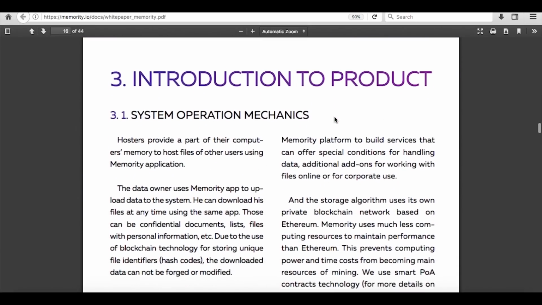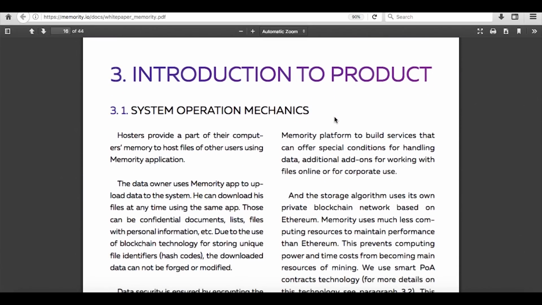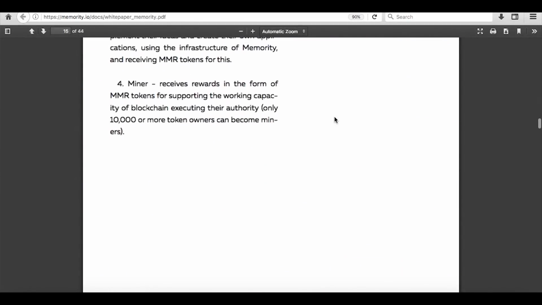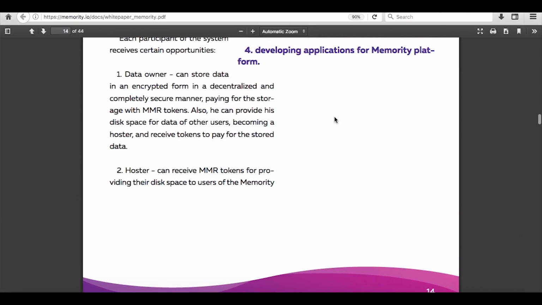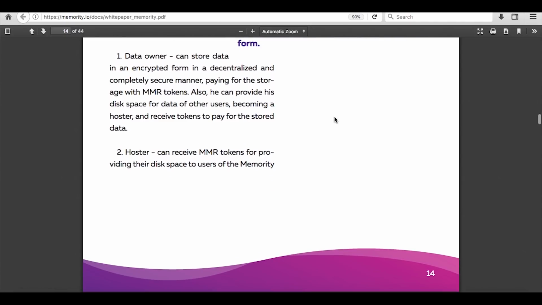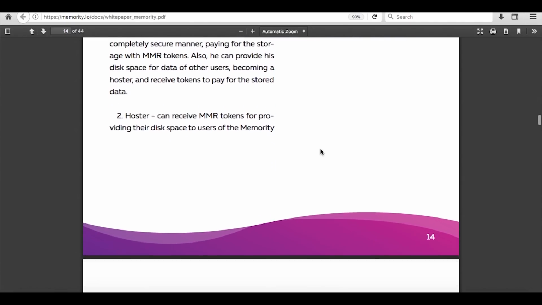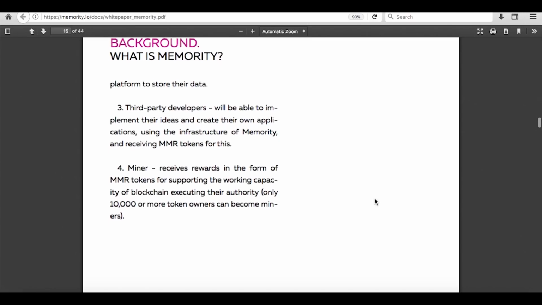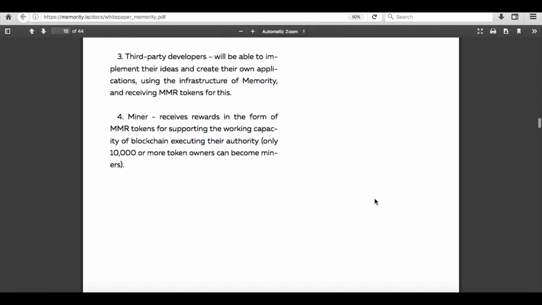Hosters. Hosters earn MMR tokens through providing their disk space for data of users of the Memority platform. Anybody who has enough free disk space can opt for this role, so there will be many users on the platform who are both data owners and hosters. Third-party developers. The infrastructure of Memority will allow for third-party developers to implement their ideas through applications which they can create. Developers will be incentivized with receiving MMR tokens for doing so, promoting an active and healthy ecosystem.